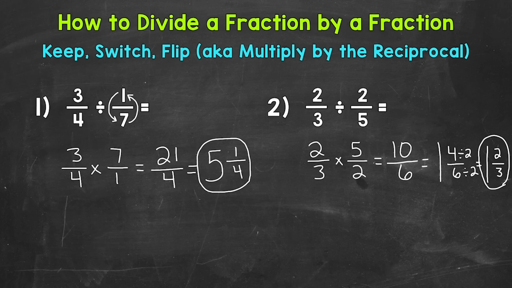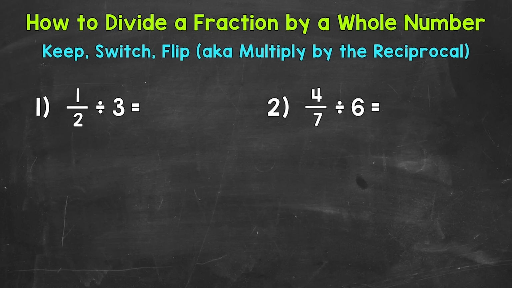There's how to divide a fraction by a fraction. Let's move on to dividing a fraction by a whole number. Now we will take a look at dividing a fraction by a whole number. Let's jump into number 1, where we have 1/2 divided by 3. So we are taking 1/2 and dividing it into 3 equal groups or parts. Let's rewrite the problem using keep, switch, flip in order to solve this.